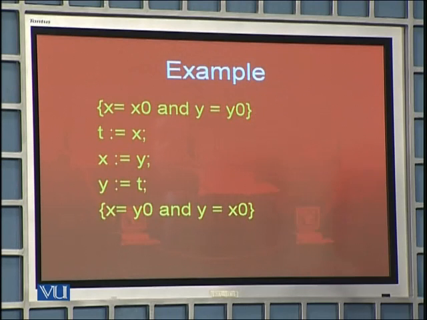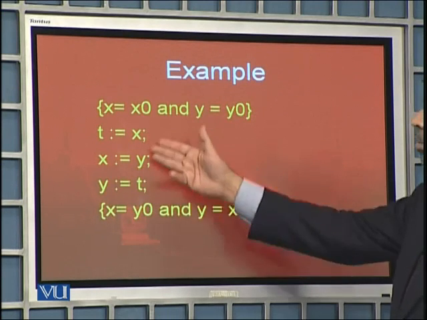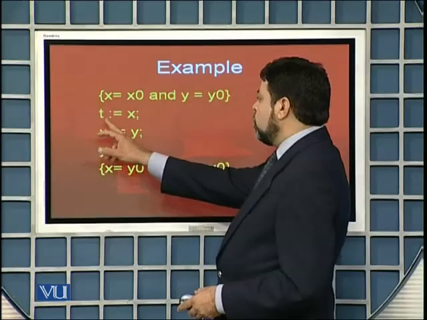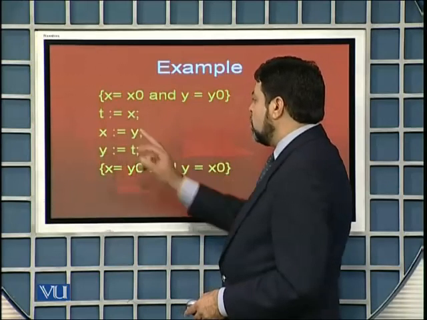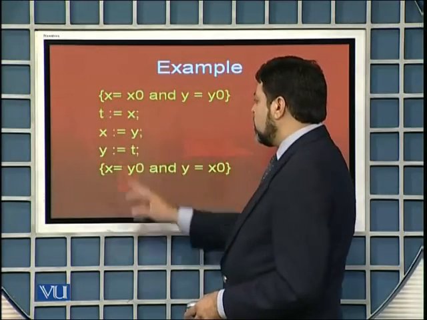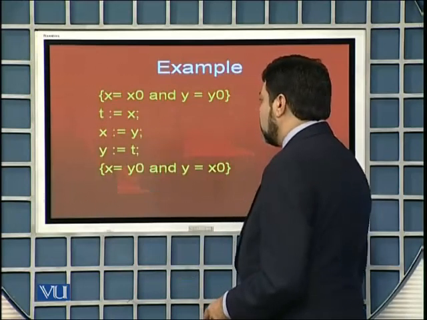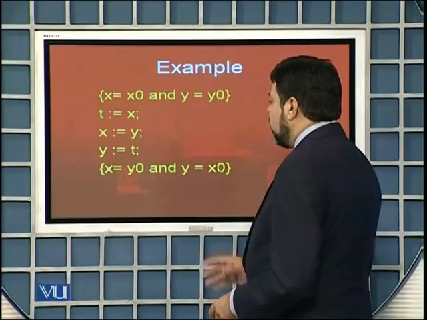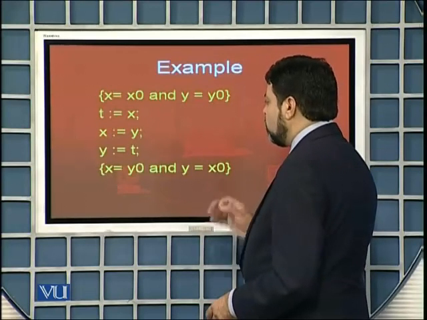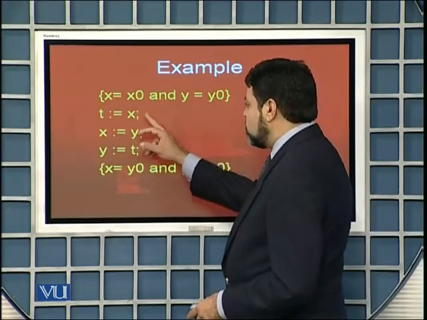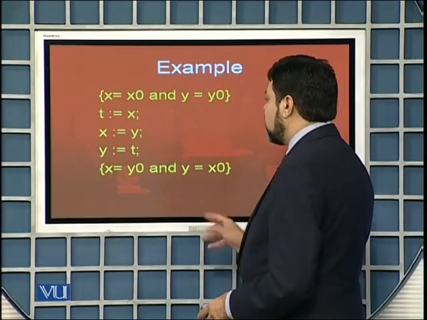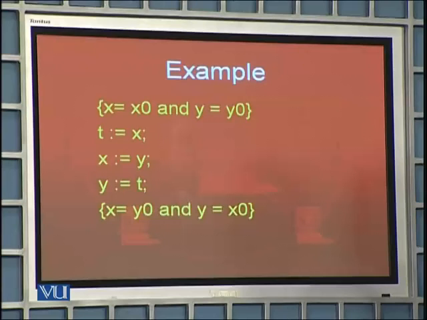given this input. So here are the three statements that you must have commonly seen. What we are doing is we have t is equal to x, where t is a temporary variable. Then we assign y to x, and finally we assign t to y. And now what we want to do is prove that this set of statements, the three statements that we have, actually swap the two variables.